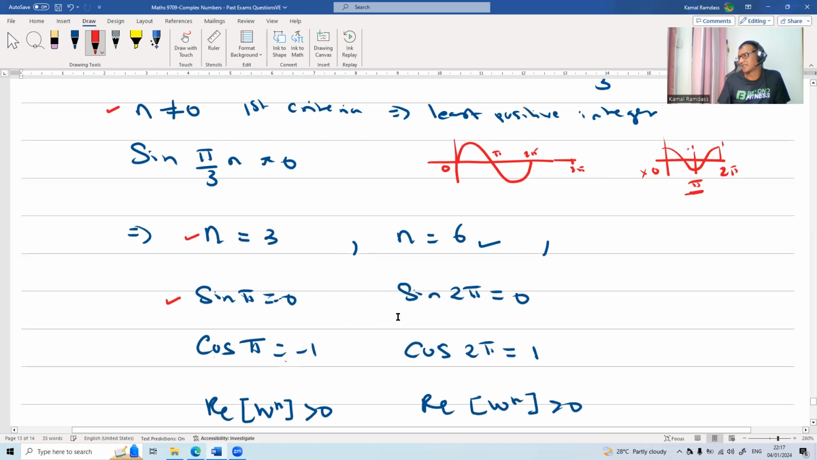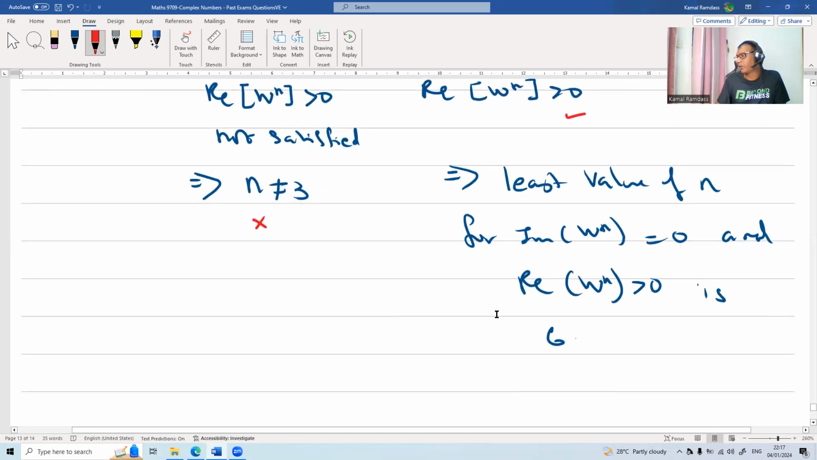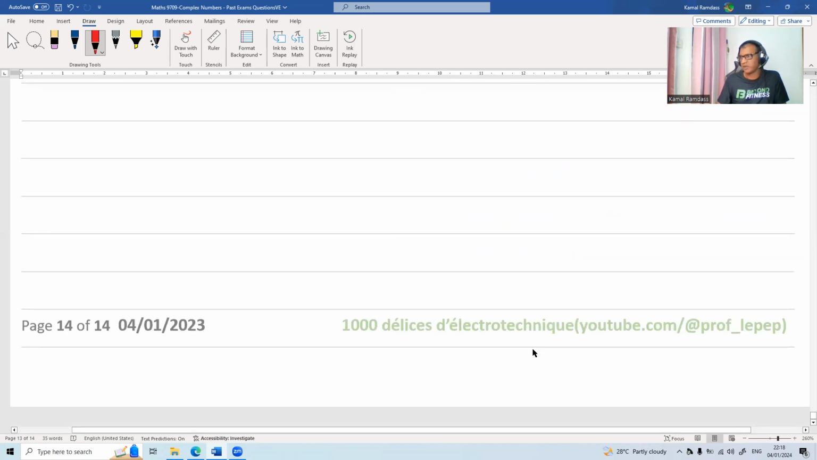Quand n est égal à 6, sin de 2 pi est égal à 0. D'accord? Cos de 2 pi, parce que 6 divisé par 3, c'est 2 pi. Cos de 2 pi est égal à 1. OK? Ça veut dire real de Wn greater than 0, respected. OK? And the least value of n for imaginary de Wn égal à 0 and real de Wn greater than 0 is 6. That is the least positive integer. Et c'est ça la réponse. OK? Est-ce qu'il y a encore quelque chose?